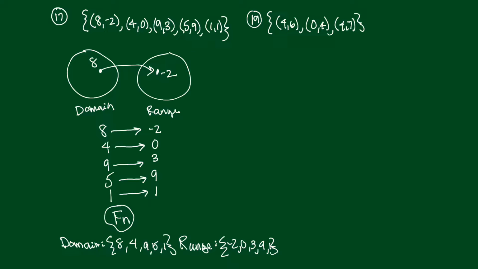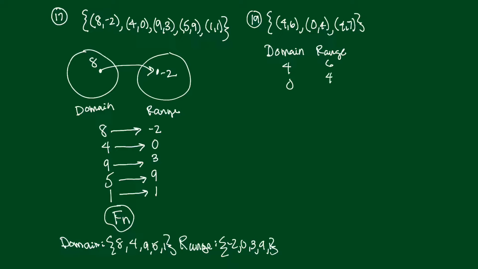Now this problem 19 is similar to the last one. Look what we have here. Here's the domain, the first elements: a 4, a 0. I already have 4, so I don't need to write it again. So the first components are 4 and 0. Now, what's the range? That's the second elements: 6, 4, 7.